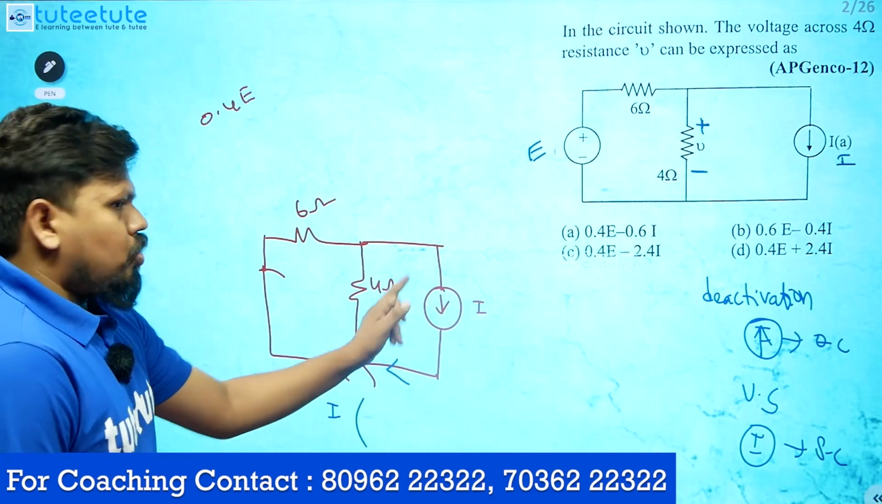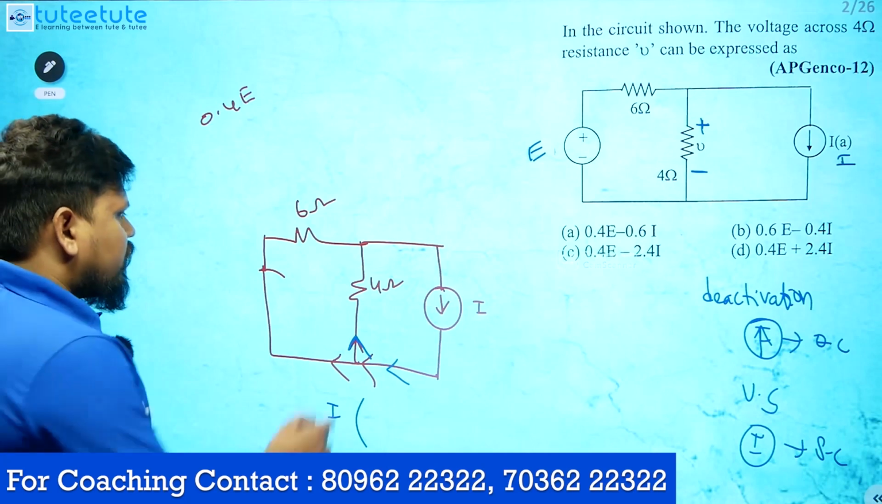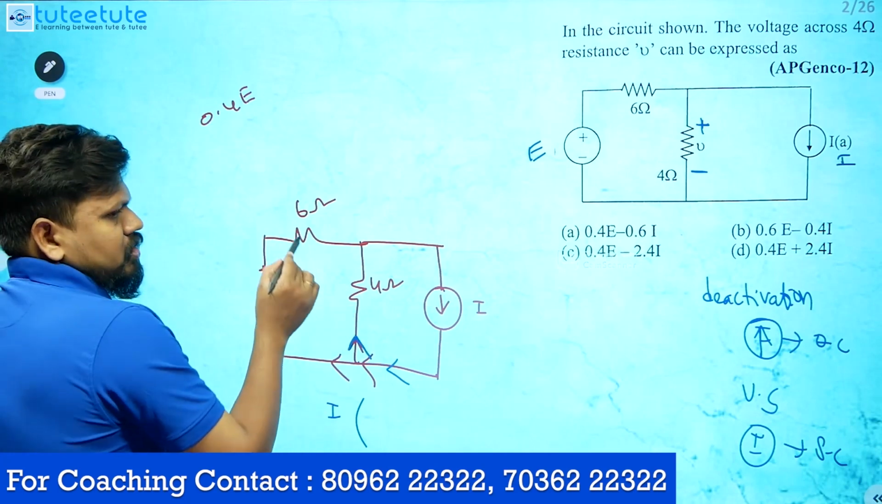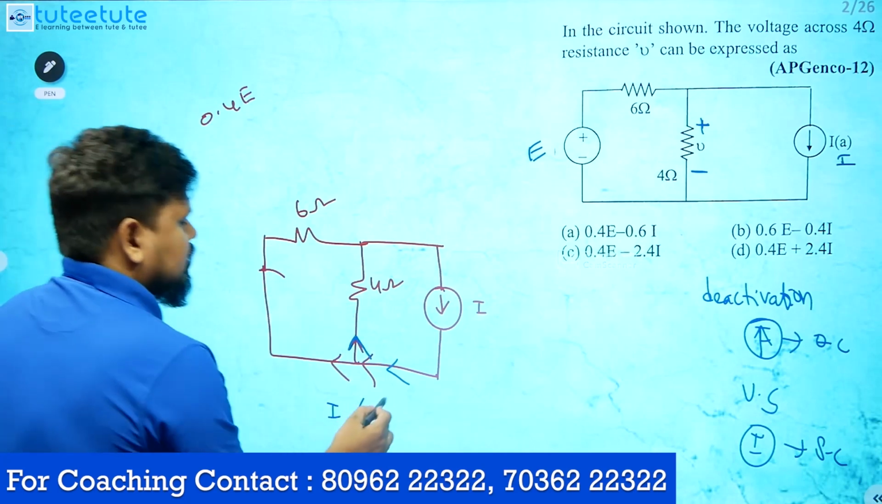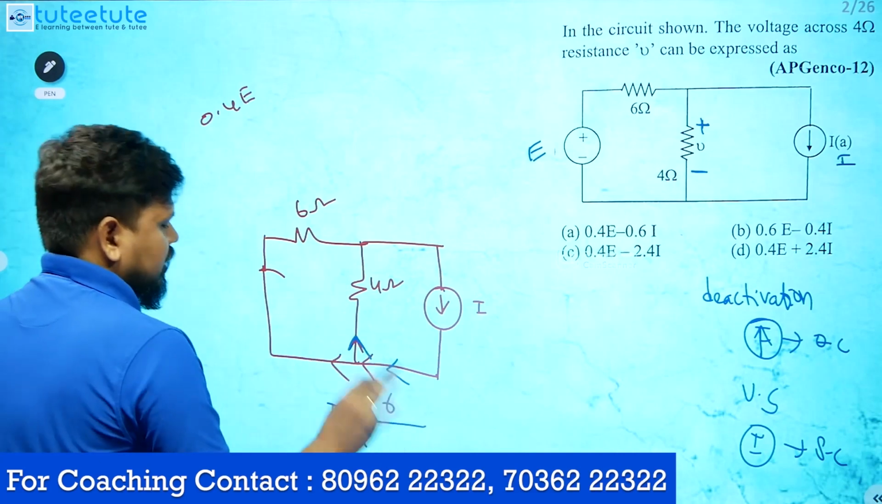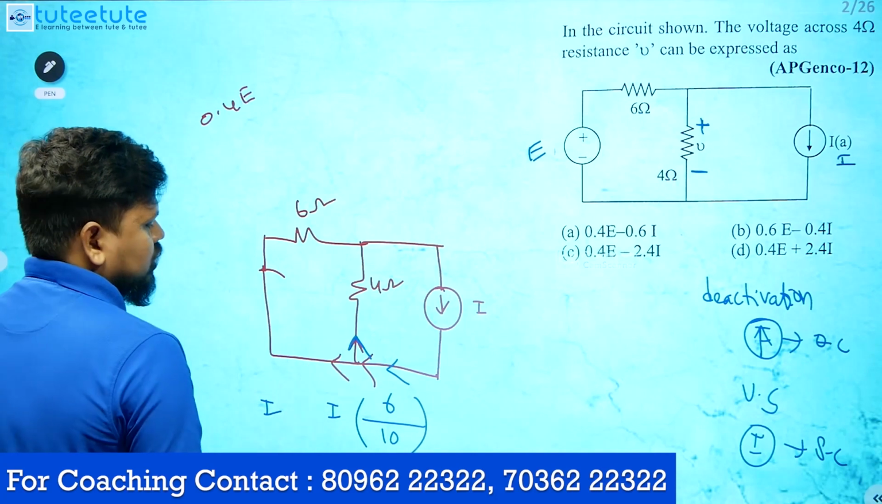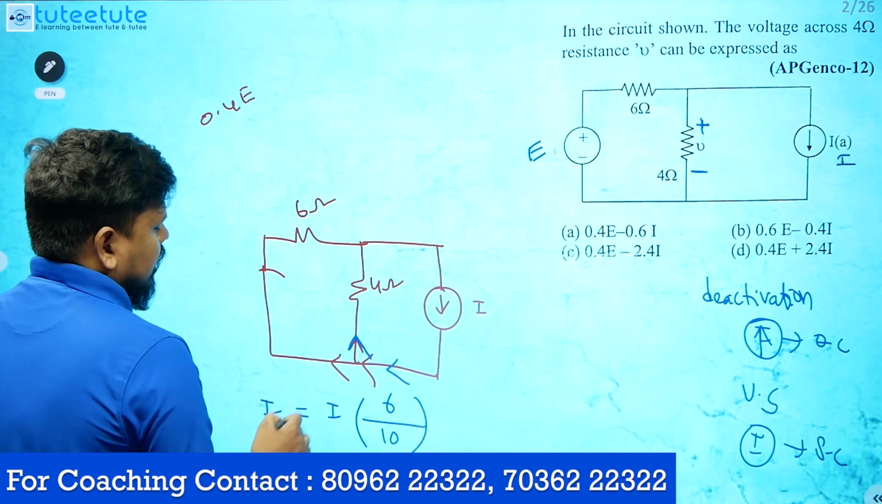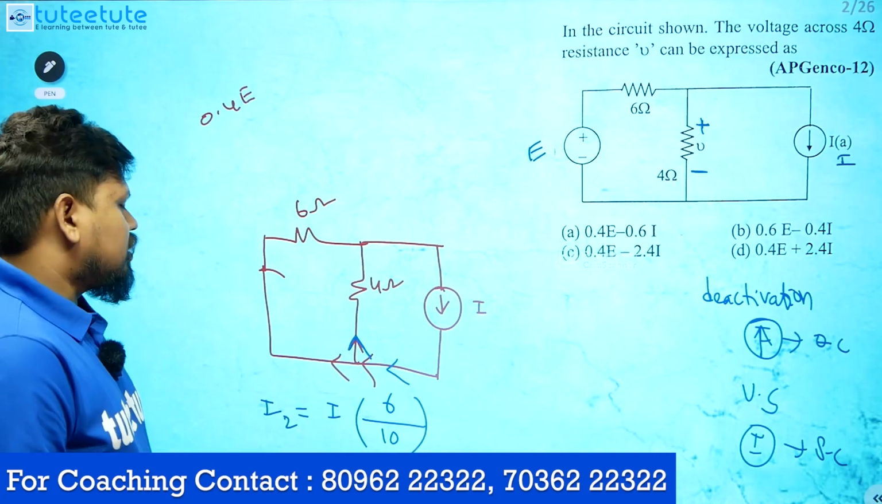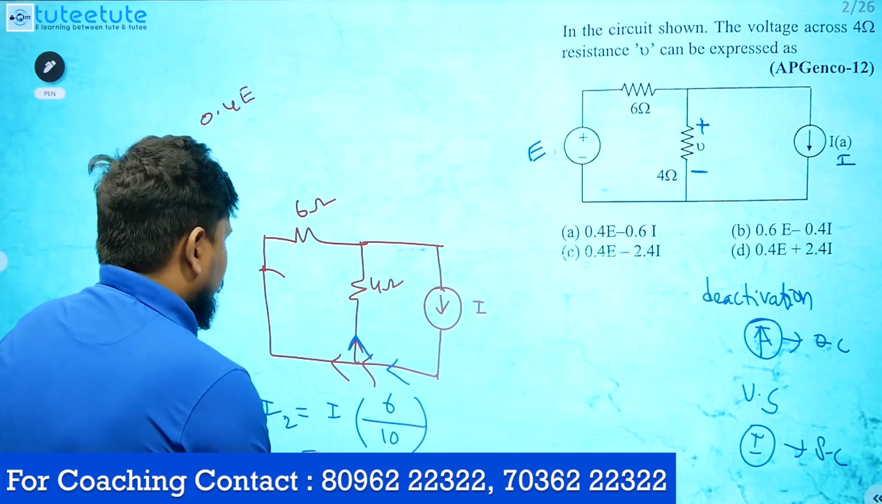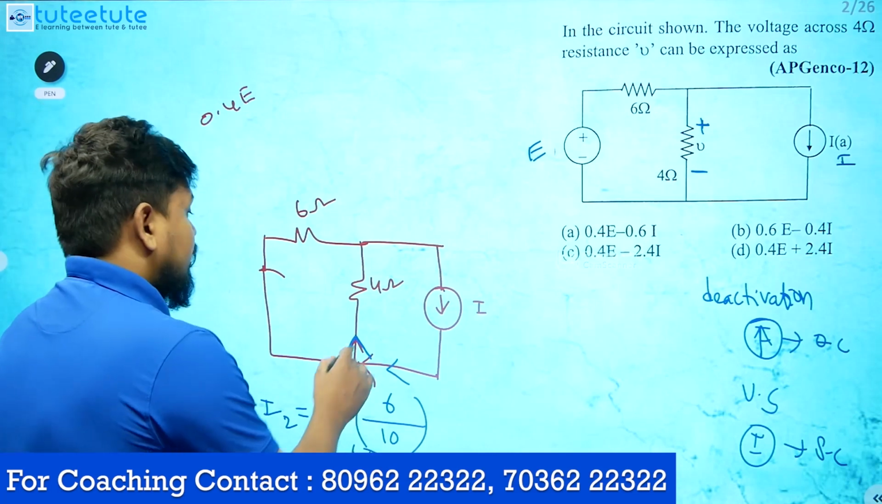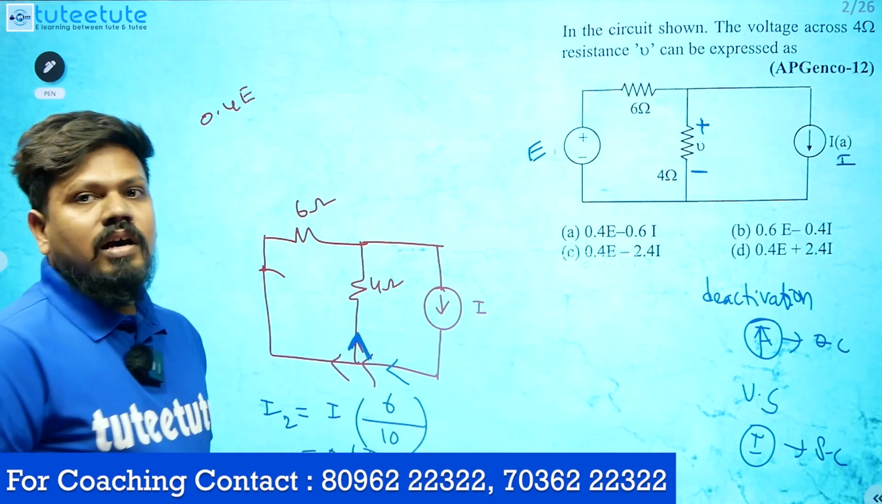the other resistance. If you want the current in this one, it is the other resistance, 6, divided by 4 plus 6, that is nothing but 10. So this is the current. I'm calculating it as I2. I2 is nothing but I into 6 by 10, so we'll get 0.6 I. This is the current.